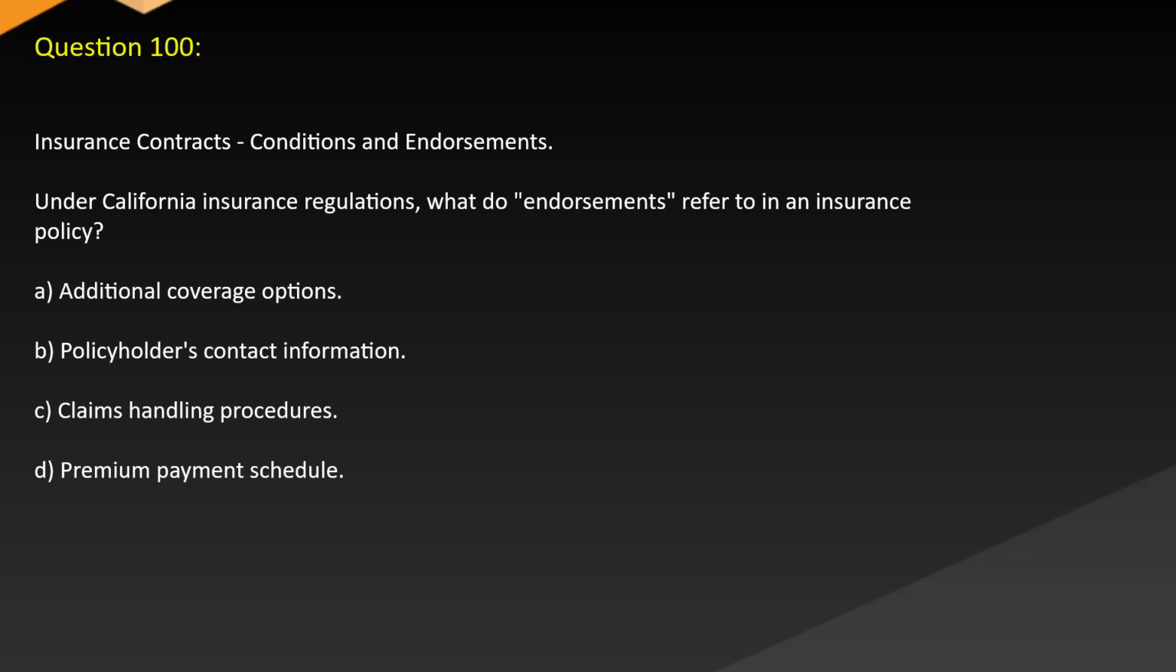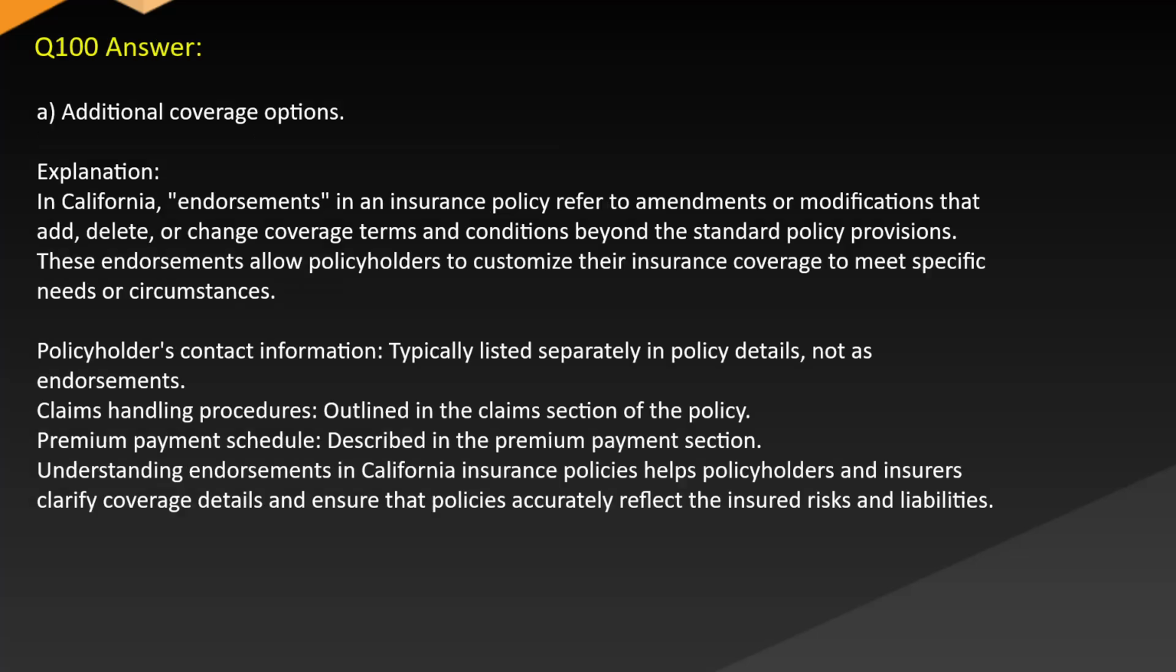Conditions and endorsements. Under California insurance regulations, what do endorsements refer to in an insurance policy? A. Additional coverage options. B. Policyholders' contact information. C. Claims handling procedures. D. Premium payment schedule. Answer: A. Additional coverage options.